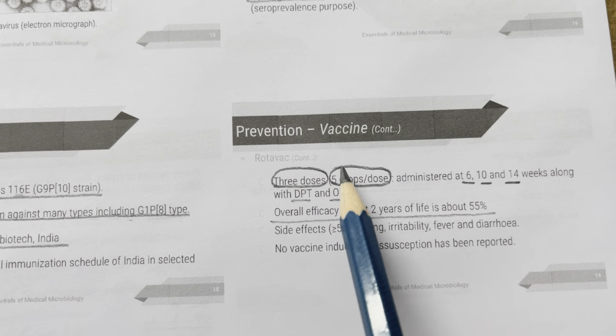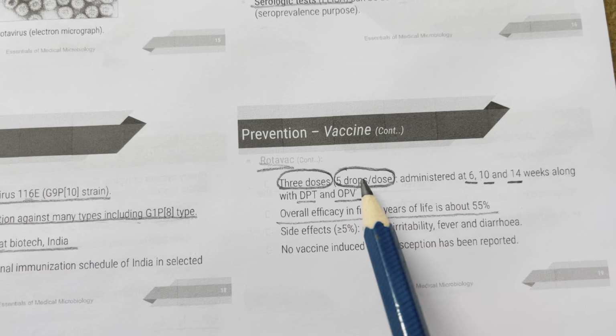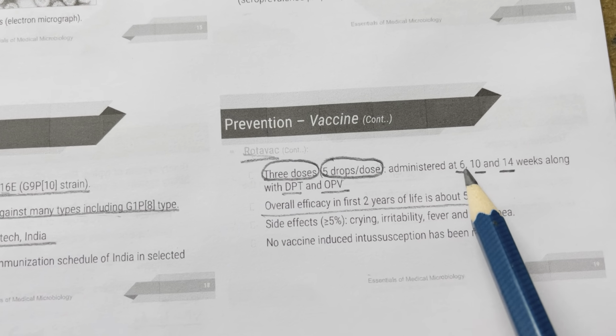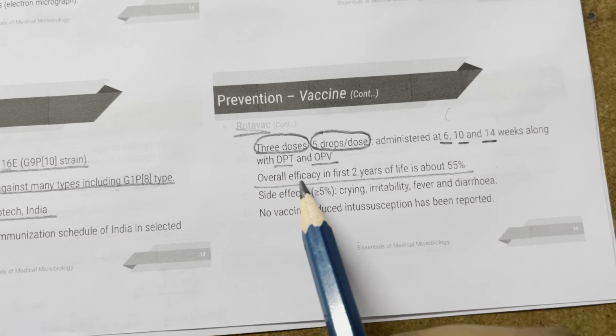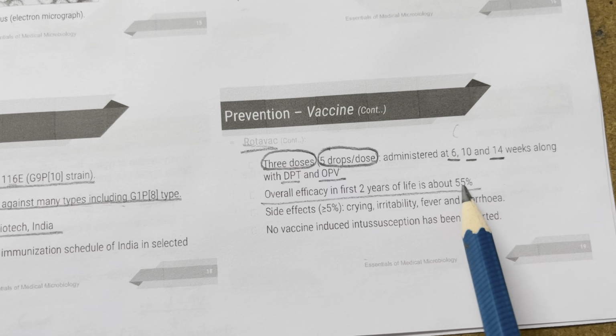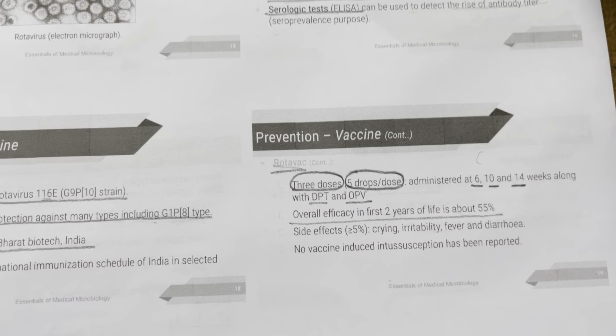And then moving on to the prevention vaccines, you have Rotavac. Okay, 3 doses of Rotavac are needed, 5 drops per dose. It is administered at 6, 10, and 14 weeks along with DPT and oral polio vaccine. Overall efficacy in the first 2 years of life is about 55%. Side effects are crying, irritability, fever, and diarrhea. No vaccine-induced intussusception has been reported.